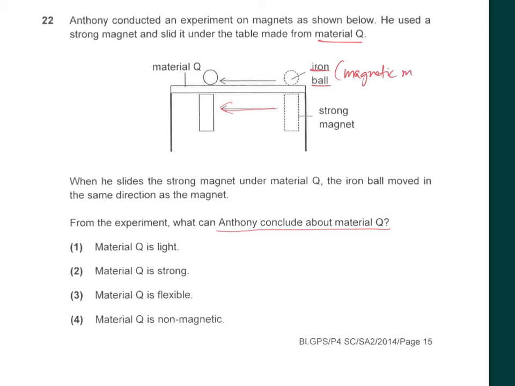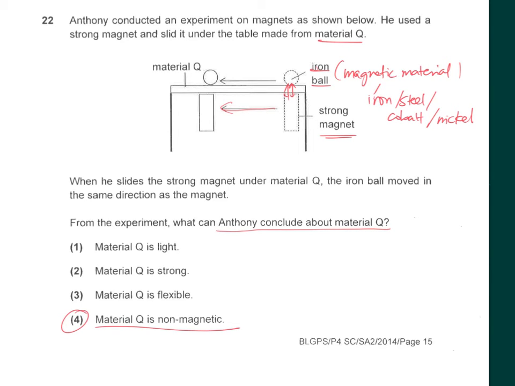Remember, the magnetic materials that we know of are iron, steel, cobalt and nickel. These are materials that can be attracted by a magnet, and they can also be made into a magnet, but they are not magnets on their own. Here you have a magnet, so it shows that the magnetism is able to pass through this material. So it shows that material Q has to be non-magnetic.